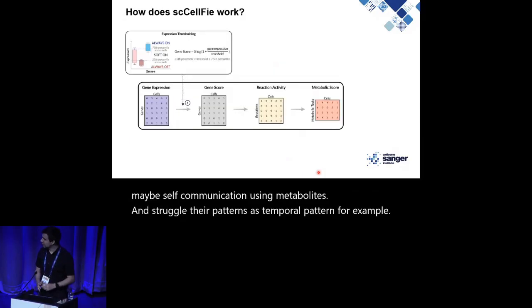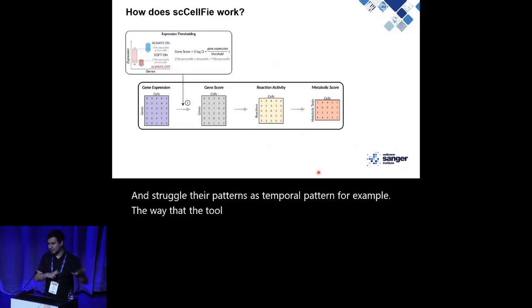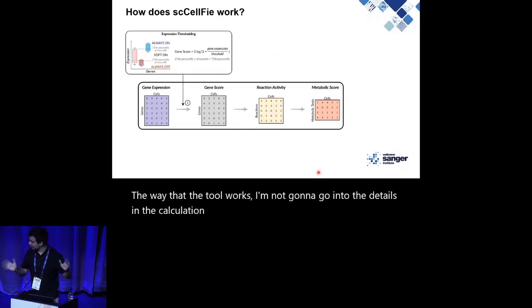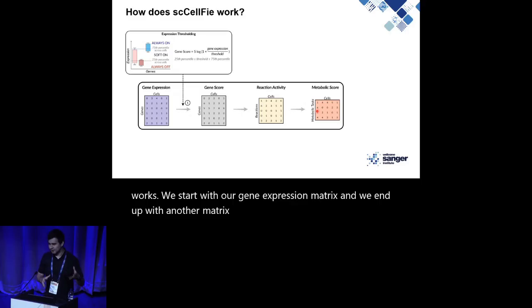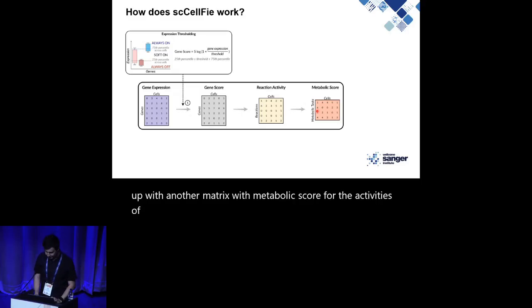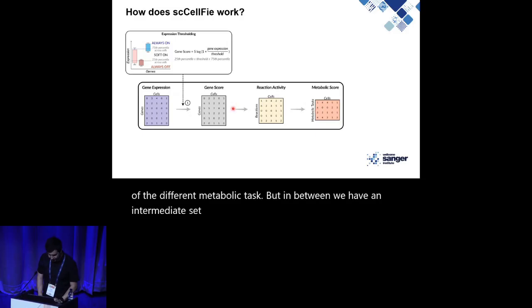The way that the tool works, I'm not going to go into the details of the calculation, but just to give you an overall idea of how it works, we start with our gene expression matrix, and we end up with another matrix with metabolic scores for the activities of the different metabolic tasks. But in between, we have an intermediate set of other calculations.